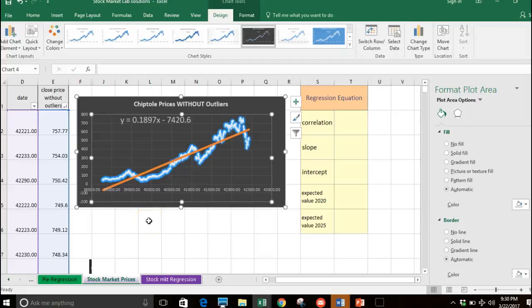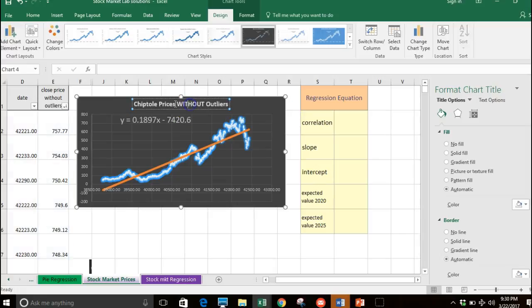All right, part 2 of the stock lab. So now all you have left to do is just to finish up your graph. Notice I put a good title that really lets you see what this graph is about. Okay, actually that's not a good title. I would say Chipotle prices over the last 10 years.